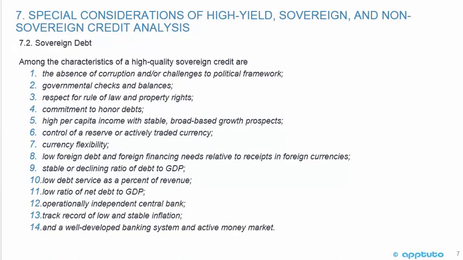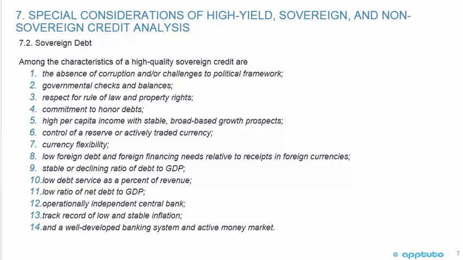Continuing with sovereign debt, we've got a long list here of 14 items among the characteristics of a high quality sovereign credit. 1, absence of corruption and or challenges to political framework. 2, governmental checks and balances. 3, respect for rule of law and property rights. 4, commitment to honor debts. 5, high per capita income with stable, broad-based growth prospects. 6, control over reserve or actively traded currency. 7, currency flexibility. 8, low foreign debt and foreign financing needs relative to receipts in foreign currencies.